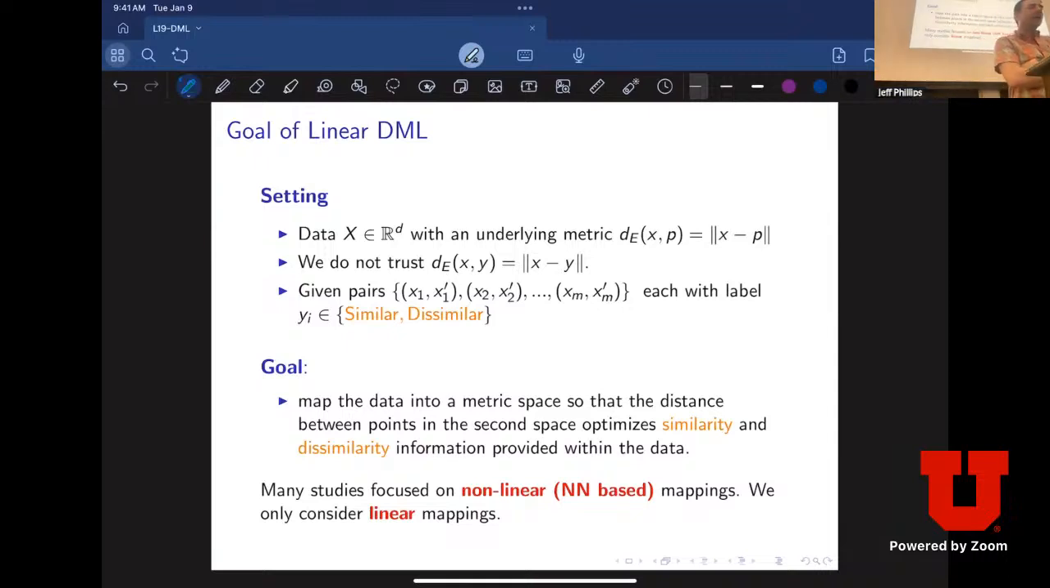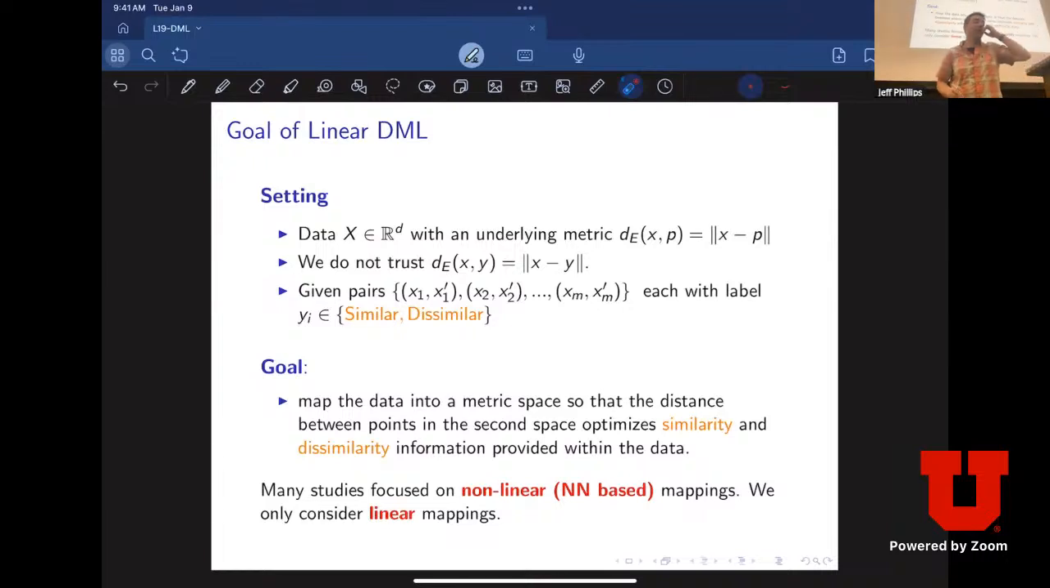Okay, and what this is going to be given is slightly different input. Again, I'm starting with data in R^d, but I don't trust the Euclidean distance. And instead of giving a small number of labels for every word, I'm giving pairs of words. For every pair of vectors, x1, x1 prime, x2, x2 prime, I'm going to give it a value, similar or dissimilar. I want them to be close, or I want them to be far away from each other in the embedding.